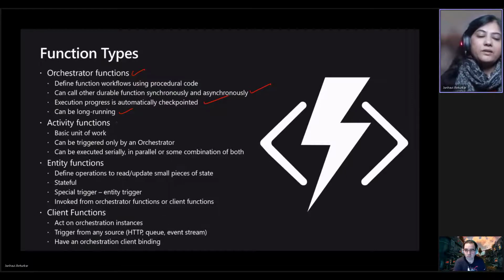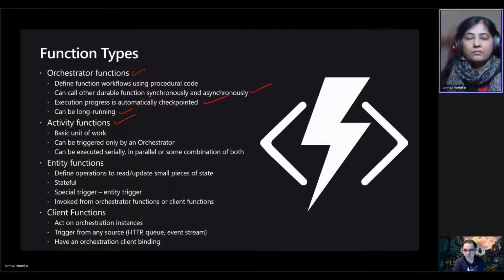The second function is your activity functions. These are the basic unit of work in a durable function orchestration. Activity functions are the functions and tasks that are orchestrated in the process. For example, you might create an orchestrator function to process an order. The tasks involve checking the inventory, charging your customer, and creating a shipment. Each task would be a separate activity function.